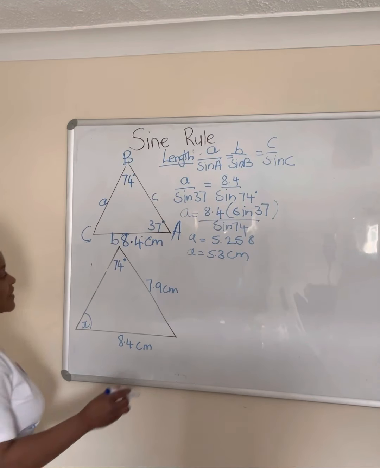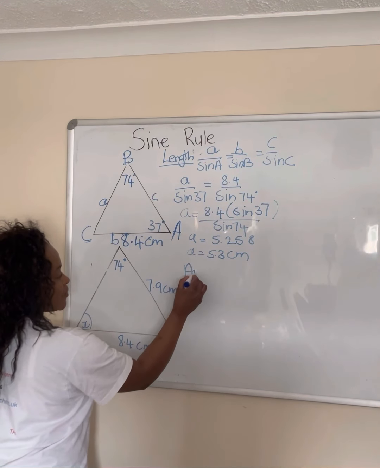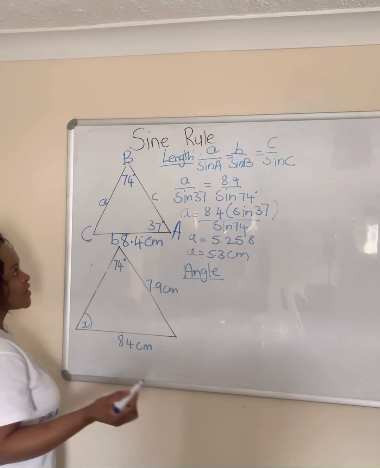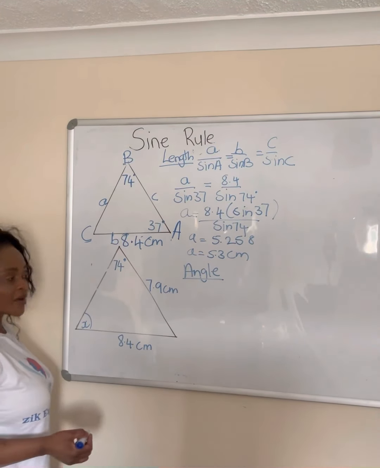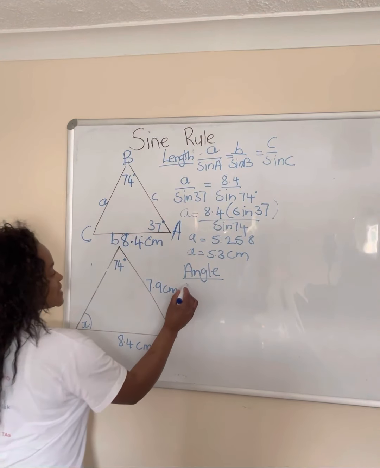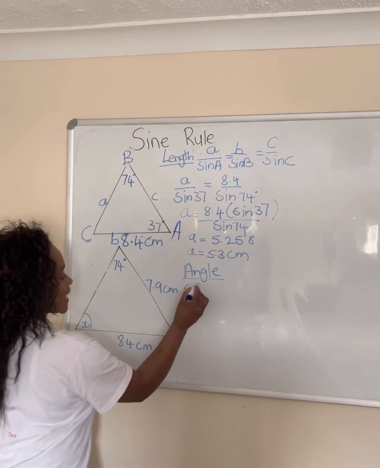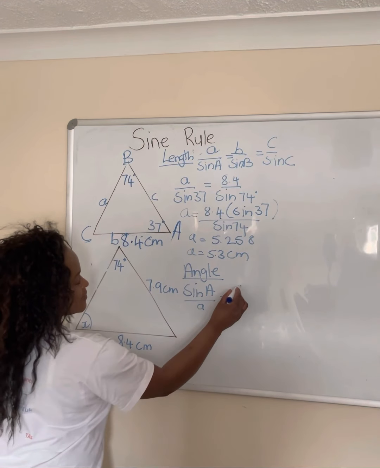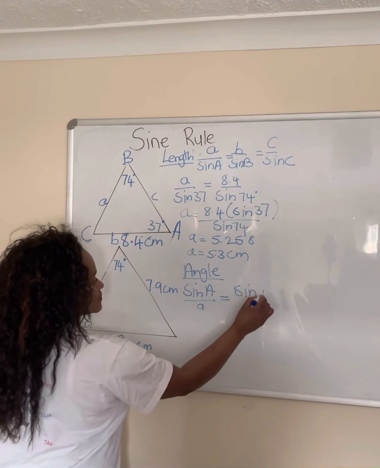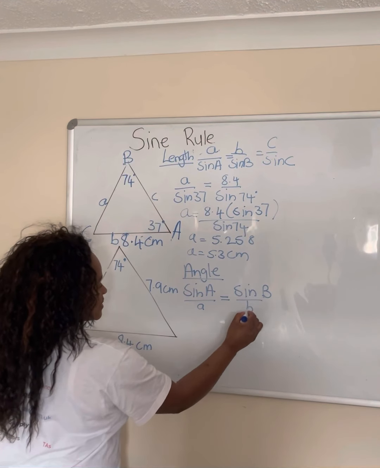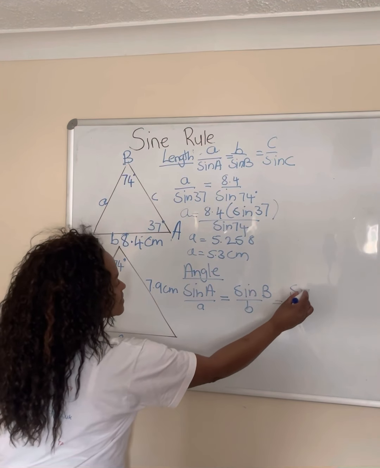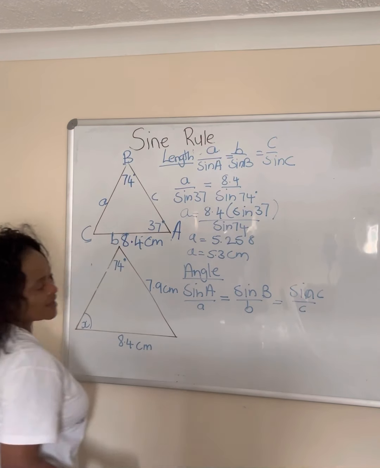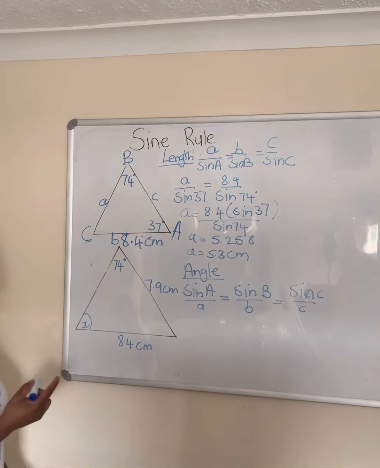The formula for the angle is now different, because now we are calculating the angle. So the angle goes on top. You are just flipping that same formula, which means sine A, which is the angle, over the side A is exactly the same as sine B over side B is exactly the same as sine C over C, the side. So it's exactly the same. You punch in the numbers.